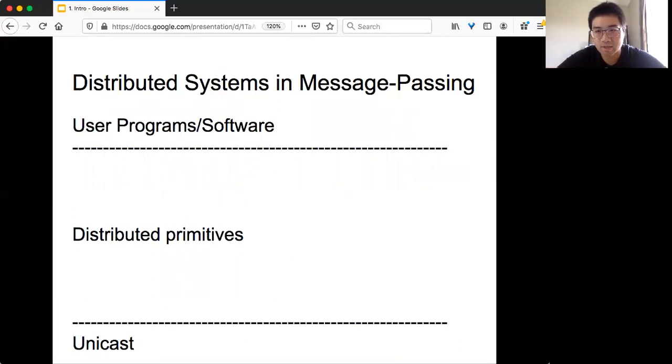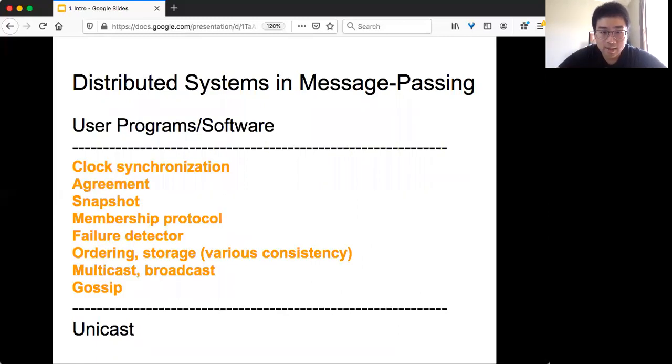That's unicast. And then on top of that, we study lots of different kinds of distributed primitives, which provide different properties. And on top of primitives, we can start building our programs and software, and within this layer, programs and software, there might be different layers inside. And then there are lots of different kinds of primitives. We will go over most of them.